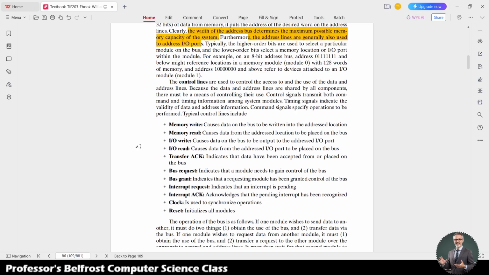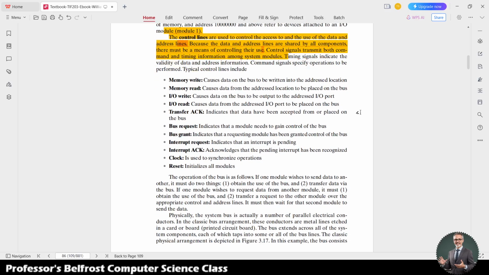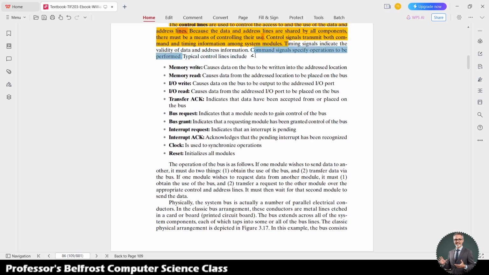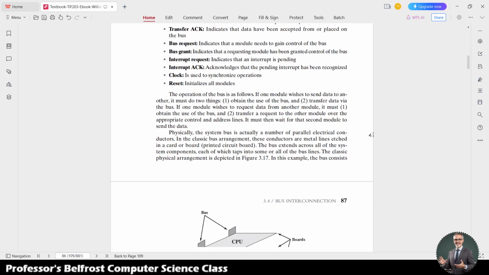Next, we have control lines. They are used to control the access to and use of the data and address lines. Because the data and address lines are shared by all the components, there must be a means of controlling their use. Control signals transmit both command and timing information among the system modules. The typical control lines include memory write, memory read, I/O write, I/O read, transfer acknowledge, bus request, bus grant, interrupt request, interrupt acknowledge, lock, and reset.